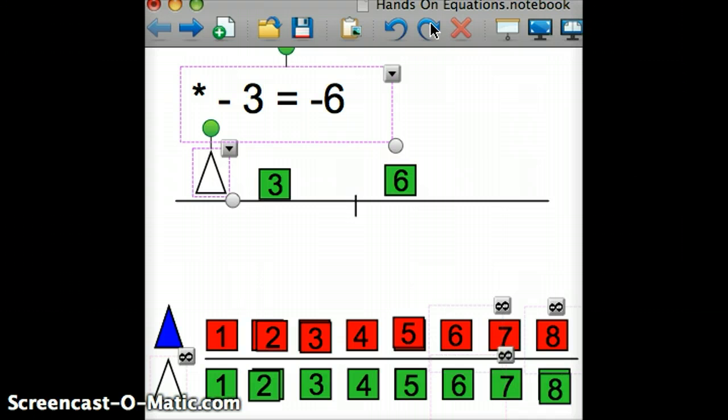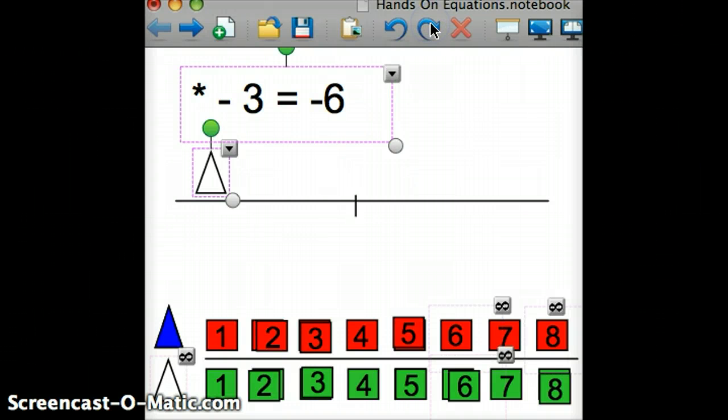So I'm set up for the problem, and now I'm just going to subtract a green 3 from both sides, or subtract a negative 3 from both sides. So I'm going to take 3 off the left hand side, and 6 subtract a negative 3. Here we are. So we have the star equaling negative 3. And that's the first problem.